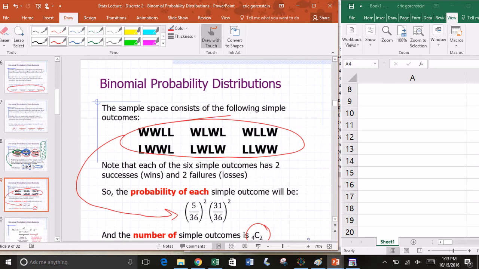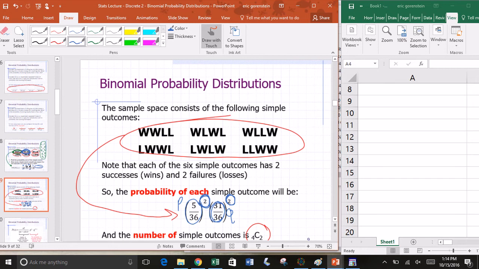So to generalize that, up here, this is the number of successes, the second power. This is the number of failures, this would be the second power. And in here, this is the probability of success, that's the P. And over here, this is the probability of failure, that's the Q. So we basically have P to the power of number of successes times Q to the power of number of failures.